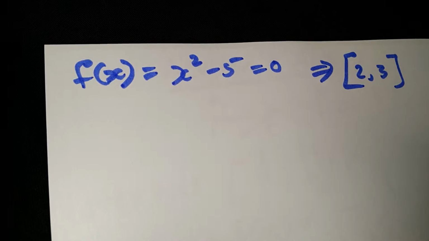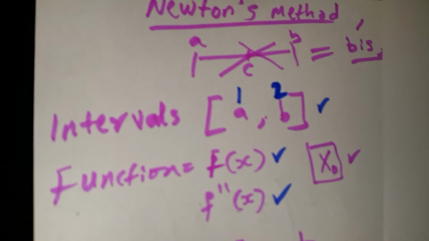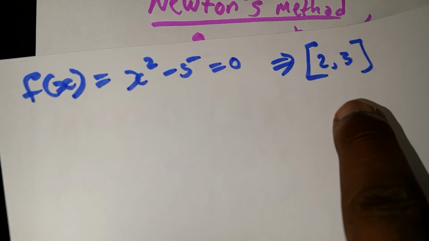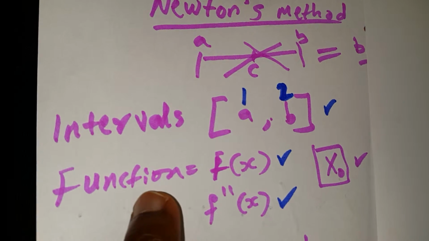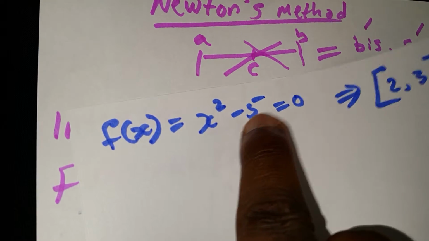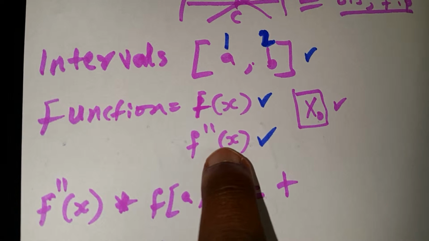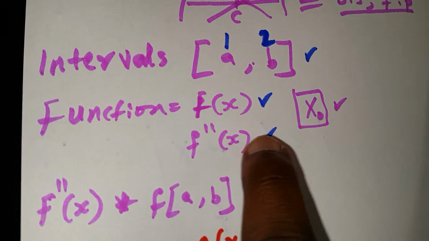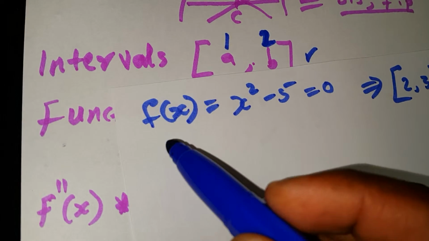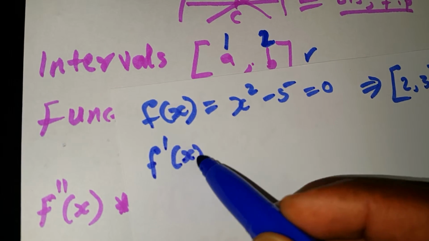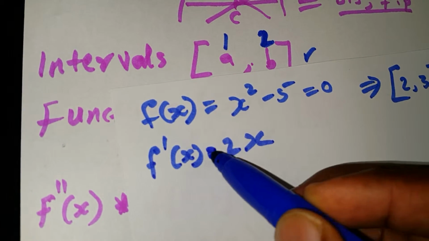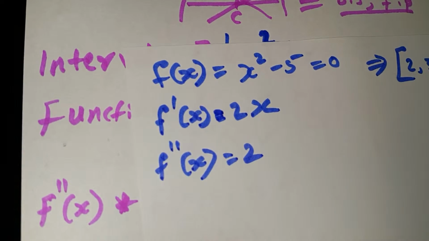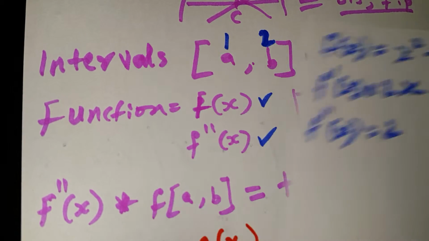So what are we going to do here? The first thing, as I said from the highlight I gave you, we already know the interval a and b as 2 and 3, and we know the function. The third step is to find the second derivative of the function, because we are looking for what x now is. Okay, let's solve for the second derivative. The first derivative is 2x, and our second derivative is 2.